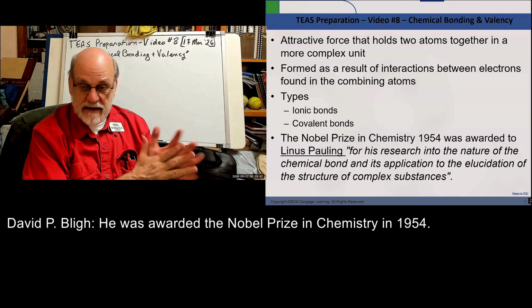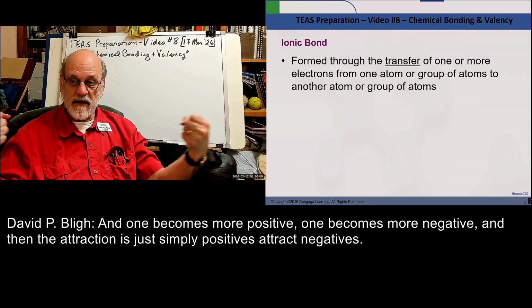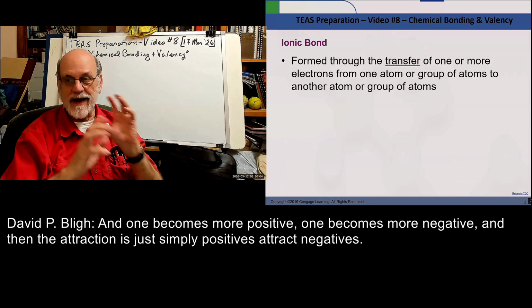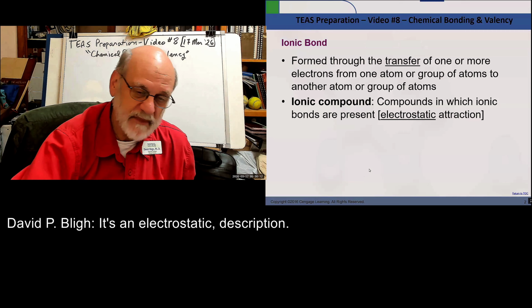Okay, the ionic bond. I already mentioned that when you transfer one electron or more electrons from one atom to the other, then you unbalance the charges. And one becomes more positive, one becomes more negative, and then the attraction is just simply positives attract negatives. It's an electrostatic description.